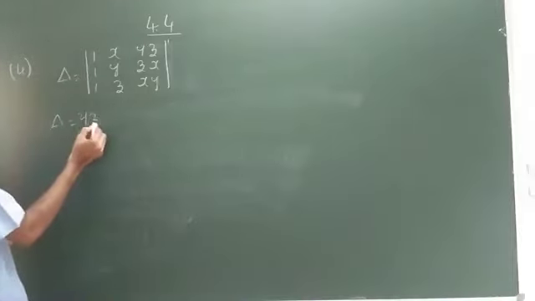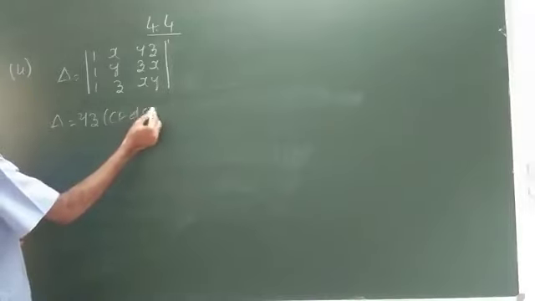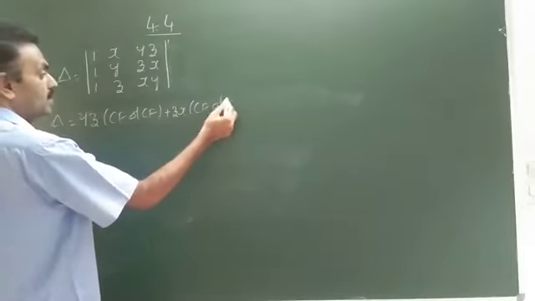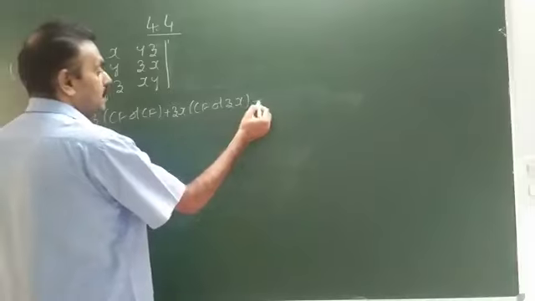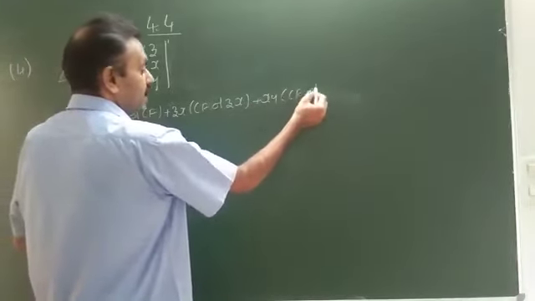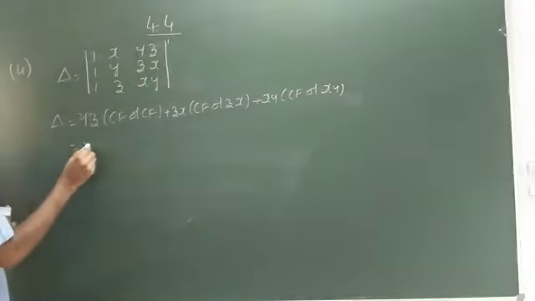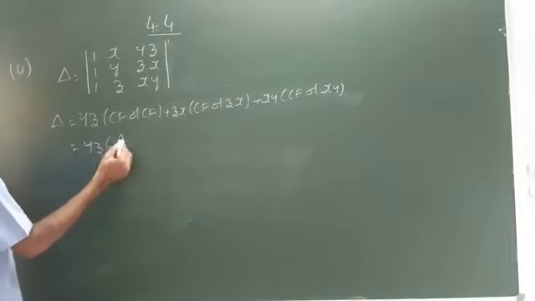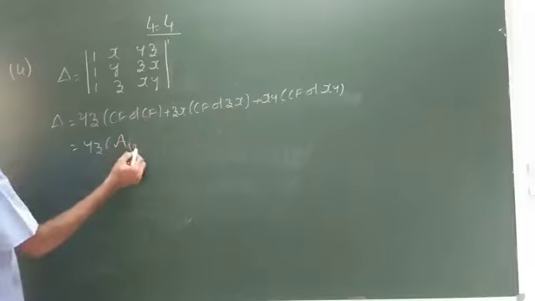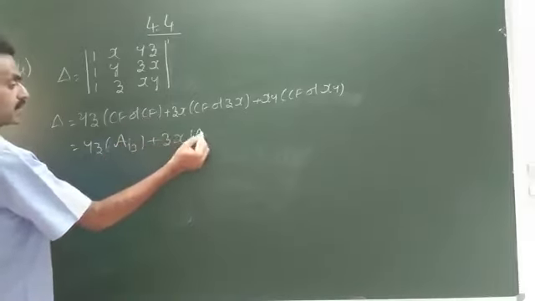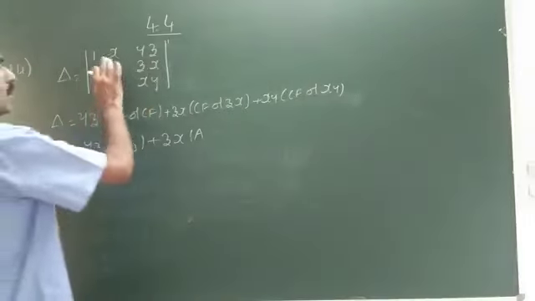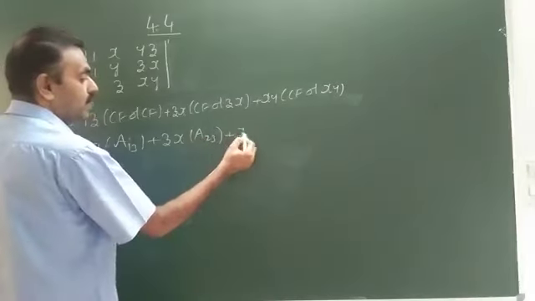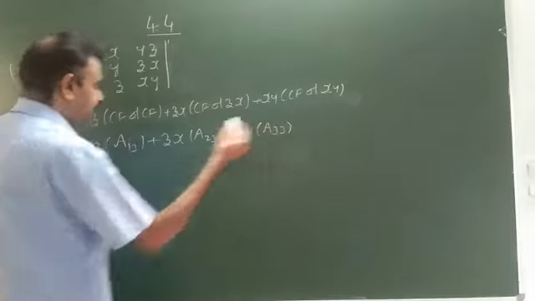So, yz into the cofactor of yz, plus zx into the cofactor of zx, plus xy into the cofactor of xy. This is what is required. Yz is nothing but A13. Zx is nothing but A23, and xy is nothing but A33.